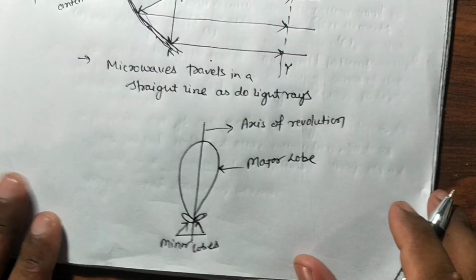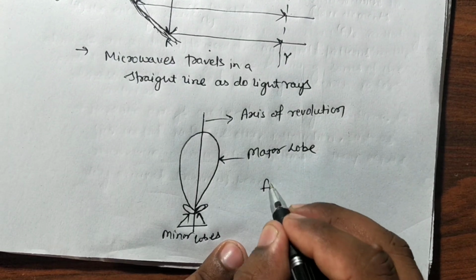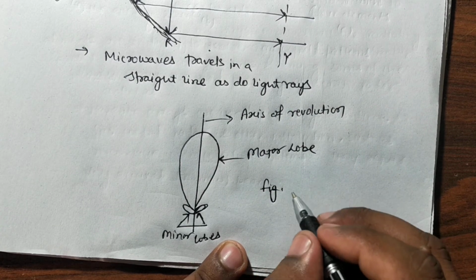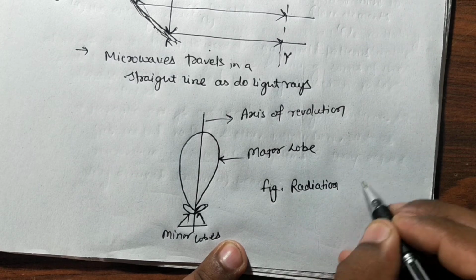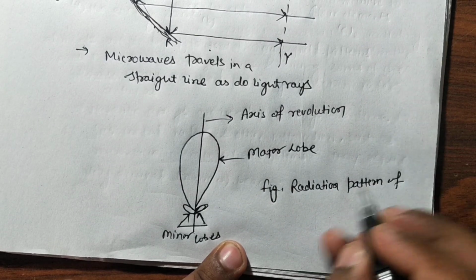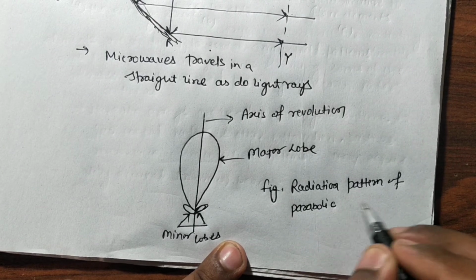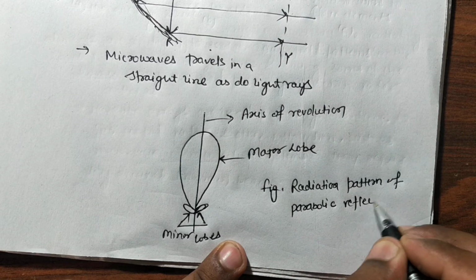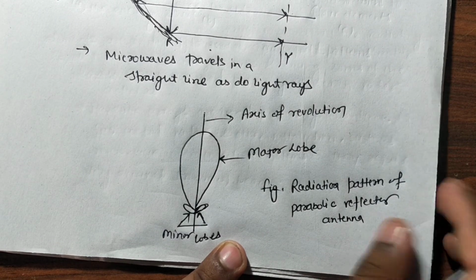This figure is for the radiation pattern of the parabolic reflector antenna.